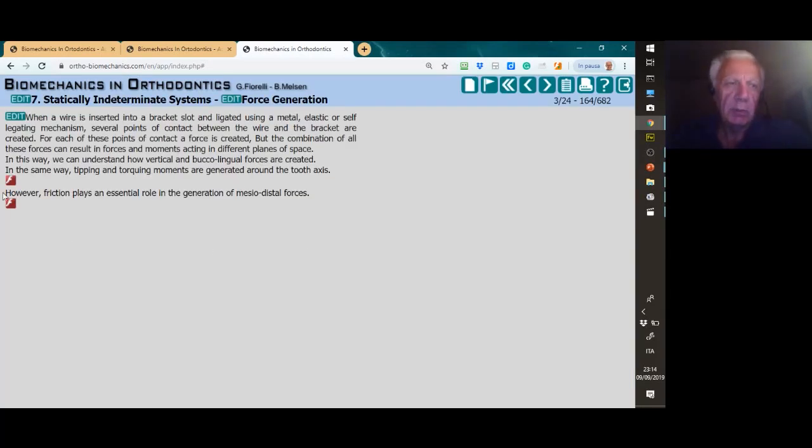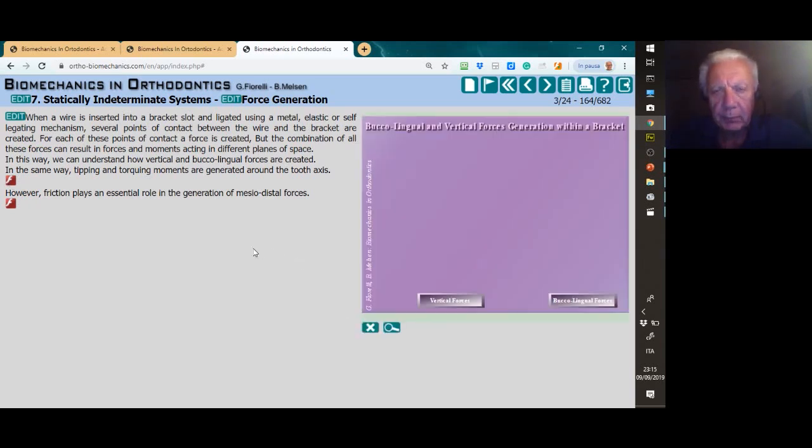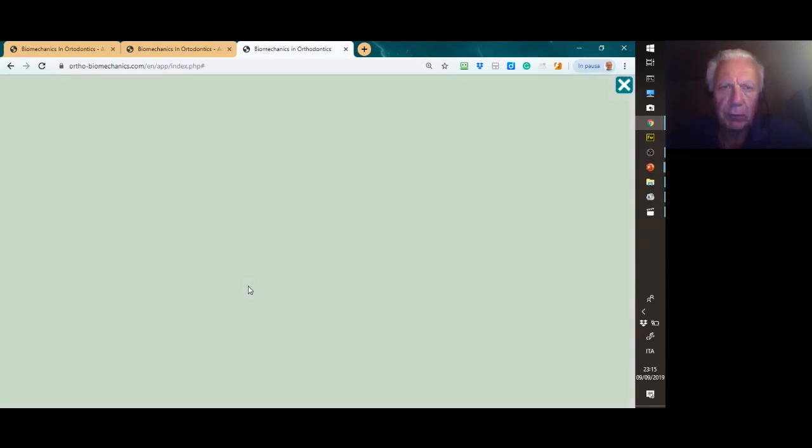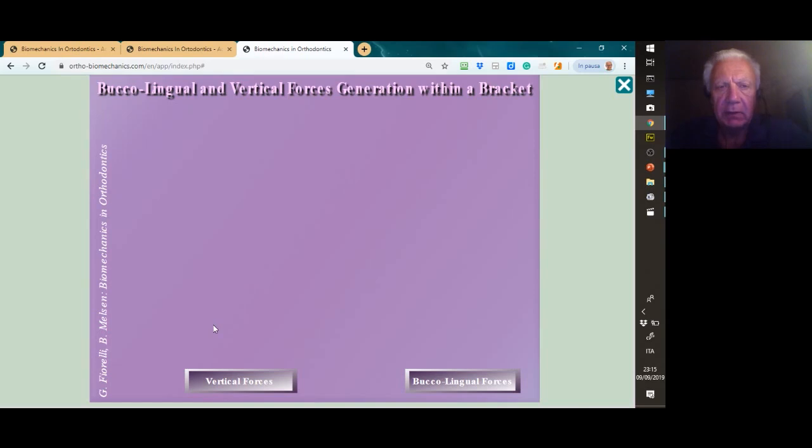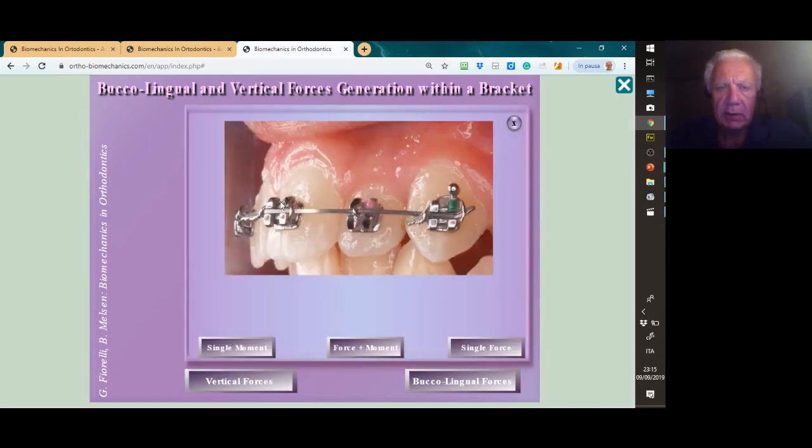So number one, we can open this animation here. And this is interesting to see how forces are generated inside the bracket. We can see here that inside this bracket, this wire, which is engaged into the slot of this bracket, can produce a single moment, a force and a moment, or a single force. Let's understand how this works.